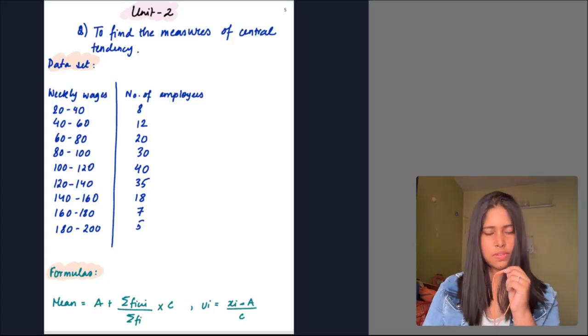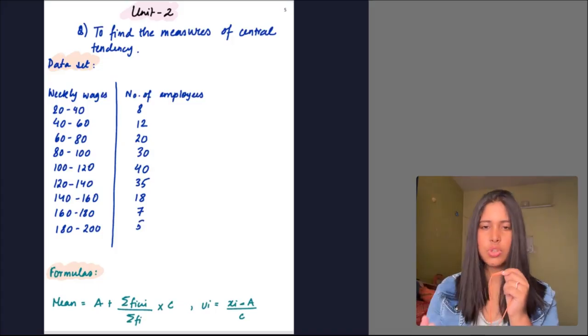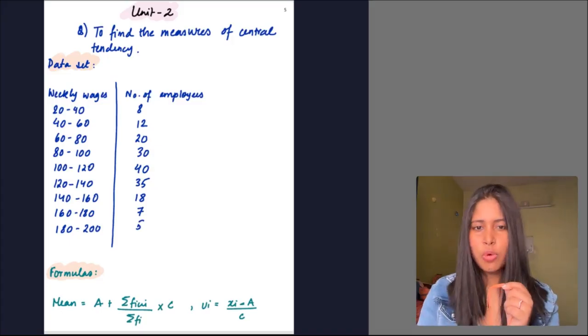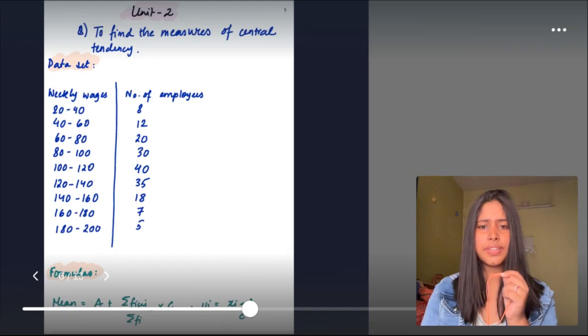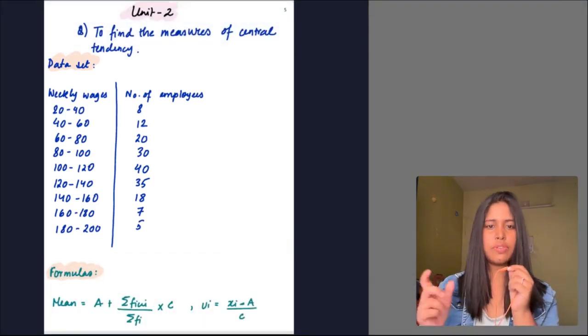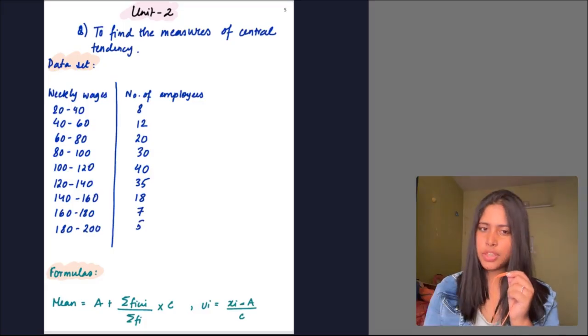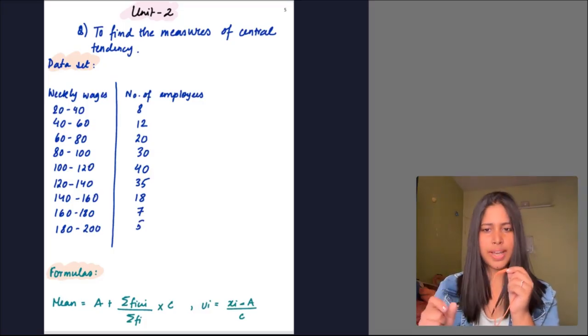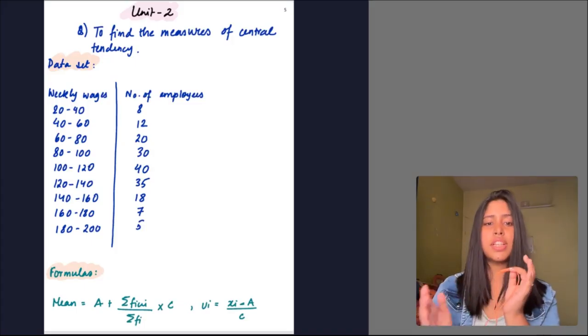And what are the measures of central tendency? There are three measures: mean, median, and mode. So you are asked to give the answer of mean, median, and mode. What are the formulas for these? The formula for mean is equal to A plus summation of Fi ui divided by summation of Fi, into C. And what is ui here? Ui is equal to (xi minus A) by C. And the most important thing, the A. A is the assumed mean.